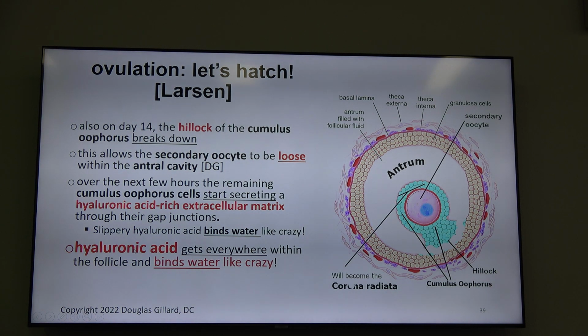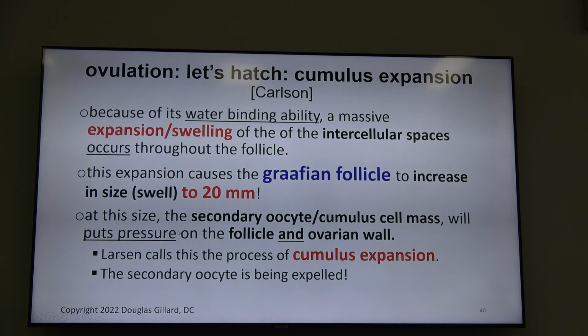Hyaluronic acid, sometimes called hyaluronan, kind of an AKA for it, binds water like crazy. And as I said, things are going to swell like crazy, and that's going to start to put some pressure. In fact, it almost doubles the size of the graafian follicle. It increases up to 20 millimeters. So now it's way ahead of all the others. It's just huge.